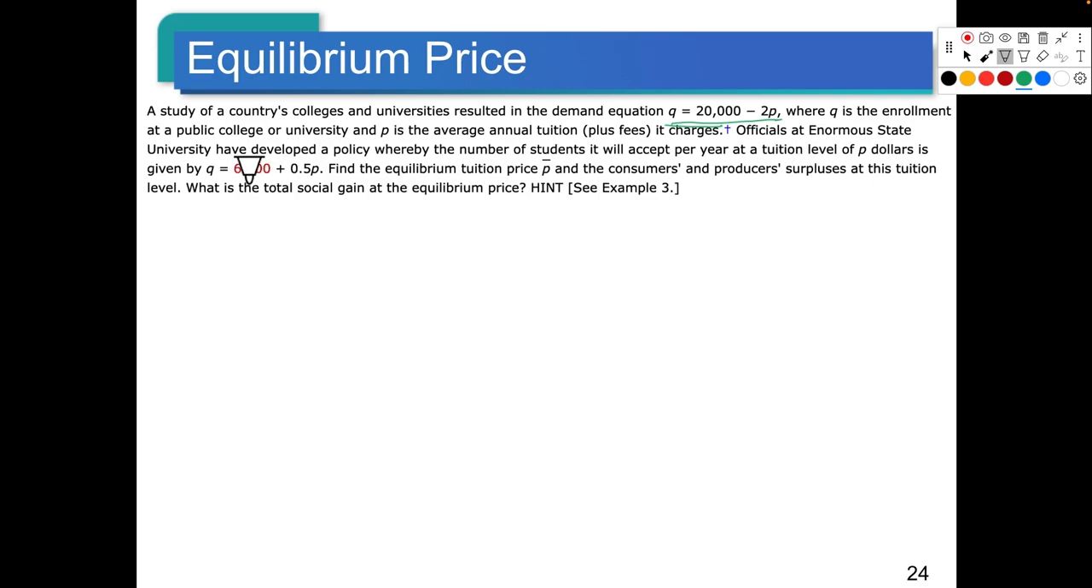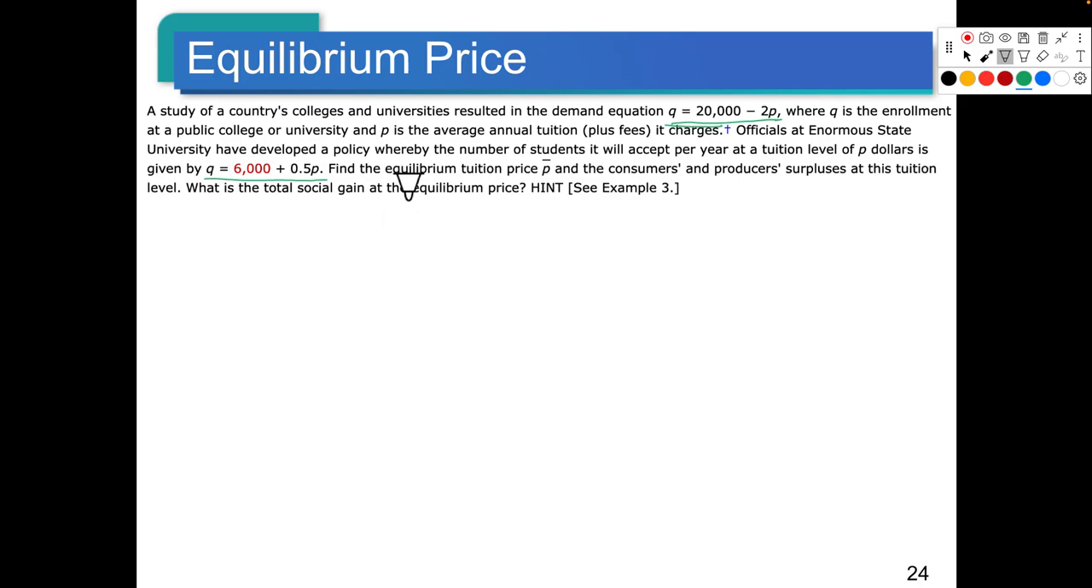Officials at Enormous State University have developed a policy whereby the number of students it will accept per year at a tuition level of P dollars is given by this function. And notice in both cases, these are Q. So this is on the producer side. We'll accept this many students with the tuition rate of this. Find the equilibrium tuition price P bar and the consumer's and producer's surplus at this tuition. So we've done the producer's surplus and the consumer's surplus. The one thing we haven't done is this equilibrium price. So I'm going to work it with this one.